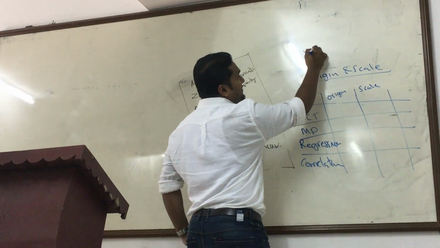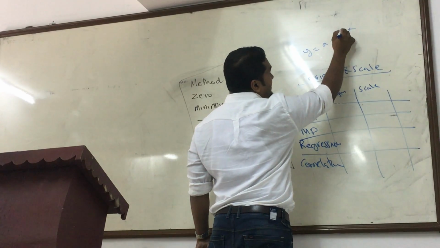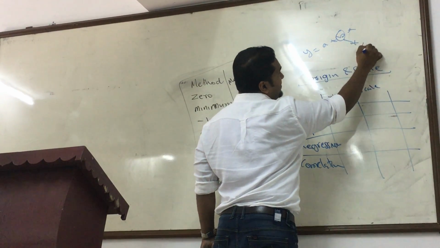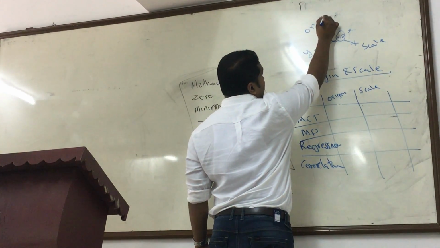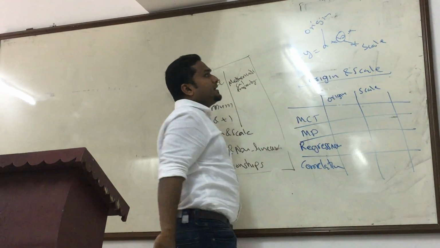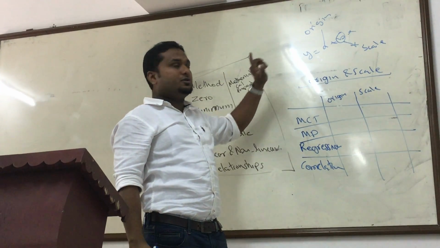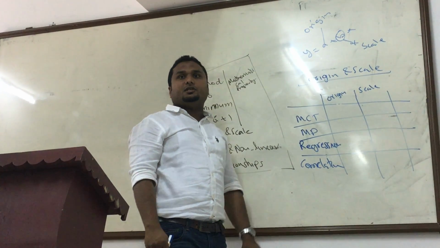Origin and scale means if y is equal to a plus bx, this b is called the scale or variable cost, and this a is called the origin or fixed cost. There are many interpretations of that. Right now it's not the time to discuss that. I'm going to discuss the multiple choice. Now the question is coming like this.